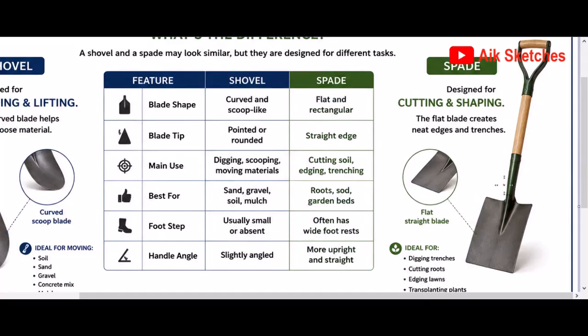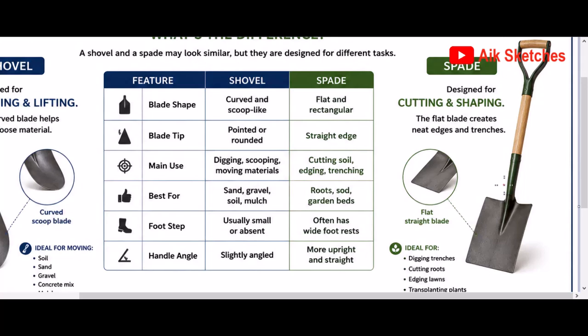Okay, so we are going to look at the difference between the shovel and the spade, looking at the features that they both have. And the first feature we'll be looking at is the blade shape. The blade shape for the shovel is curved and scoop-like, while the blade shape for the spade is flat and rectangular. The blade tip for the shovel is pointed or rounded, while the blade tip for the spade is straight edged.